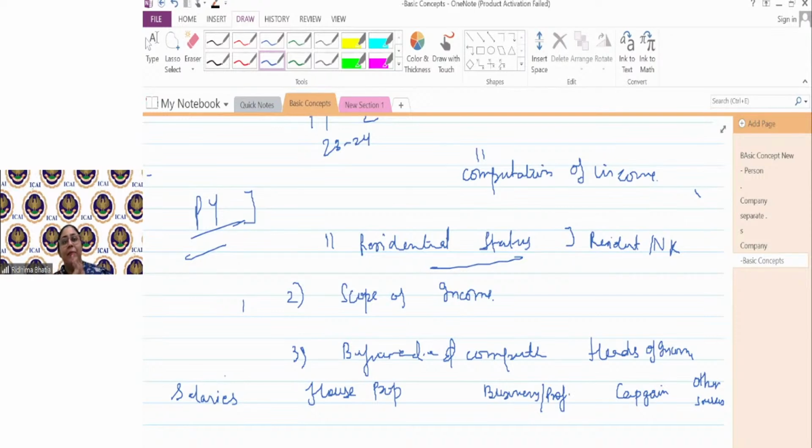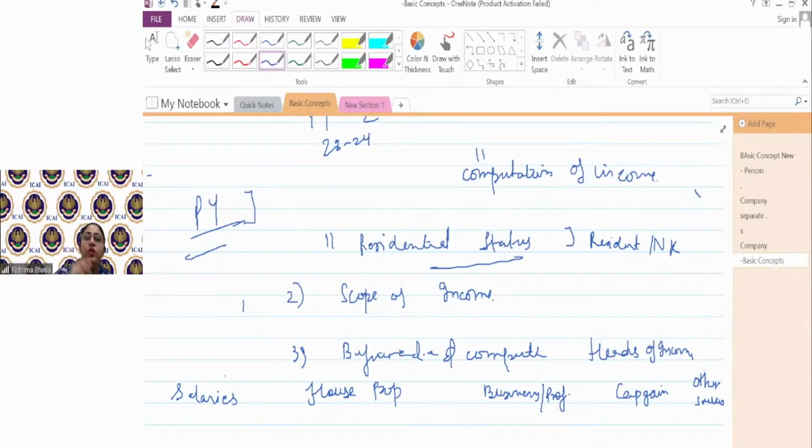Then capital gain. Capital gain means profit or loss, right? Selling capital assets, whatever gain is coming, that is called capital gain. Other sources means any particular income which cannot be classified in the first four heads would be classified in the other sources head. It's a residuary head of income.